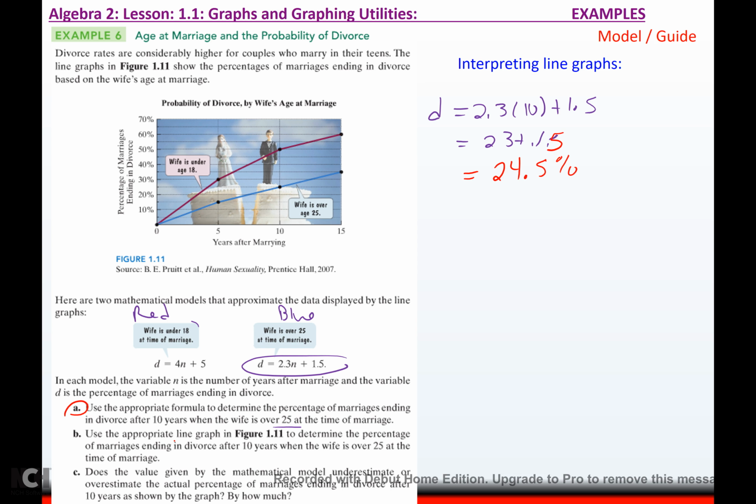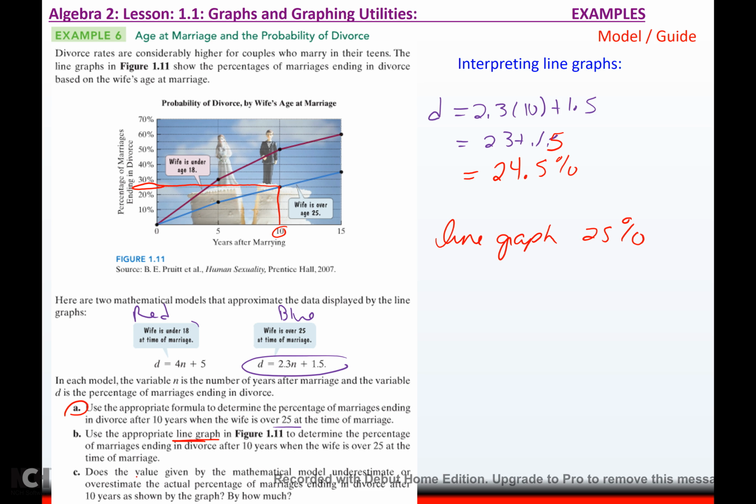B says use the appropriate line graph to determine the percentage of marriages ending in divorce after 10 years when the wife is over 25. So if I go to the line graph and I go to 10 years of marriage, and I go up to my graph and I read across to the y, it says that it should be at 25. So according to the line graph, I should have 25%.